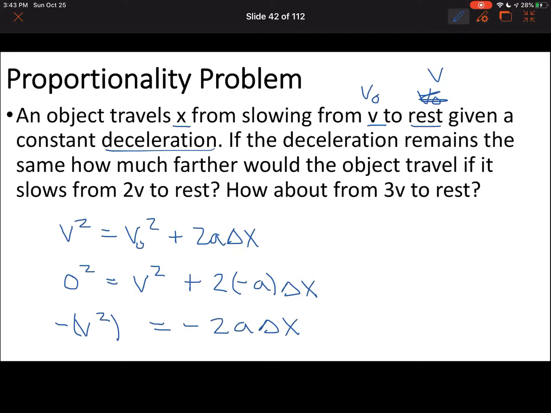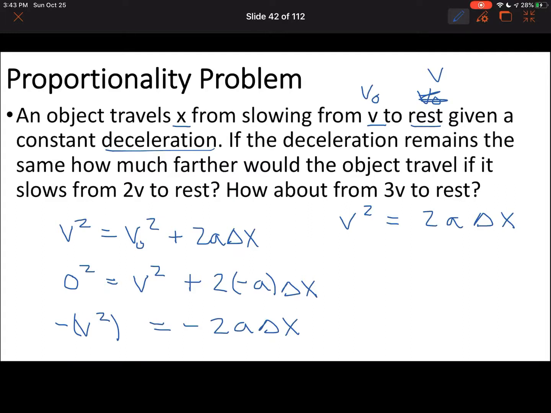Again, all I did was algebraically manipulate that equation. And we see when I do that that these negatives cancel each other out. That's why it's important that we made the acceleration negative, because it is decelerating, so our signs all work out here. So let's simplify that a little bit. If those negatives go away, we just have v squared equals 2a delta x.